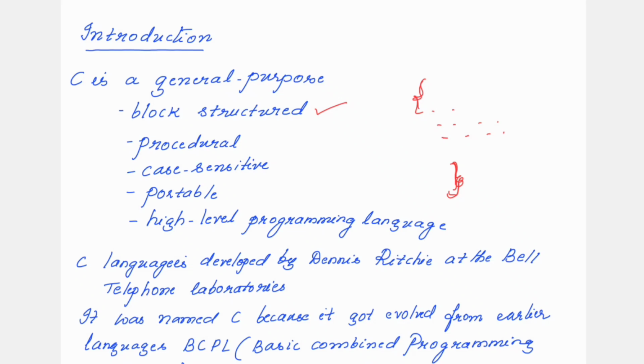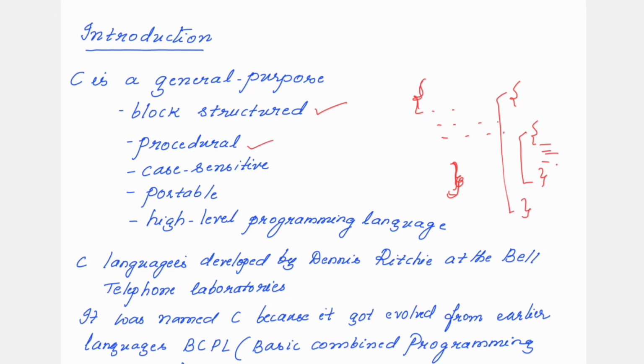A block can once again be created within another block. So we say it is a nested block. That means you have one block, and within this block you have another block. This is your inner block and this is the outer block. So you can see that this type of creation of blocks is possible in the C programming language, and that's the reason we call this a block structured language.